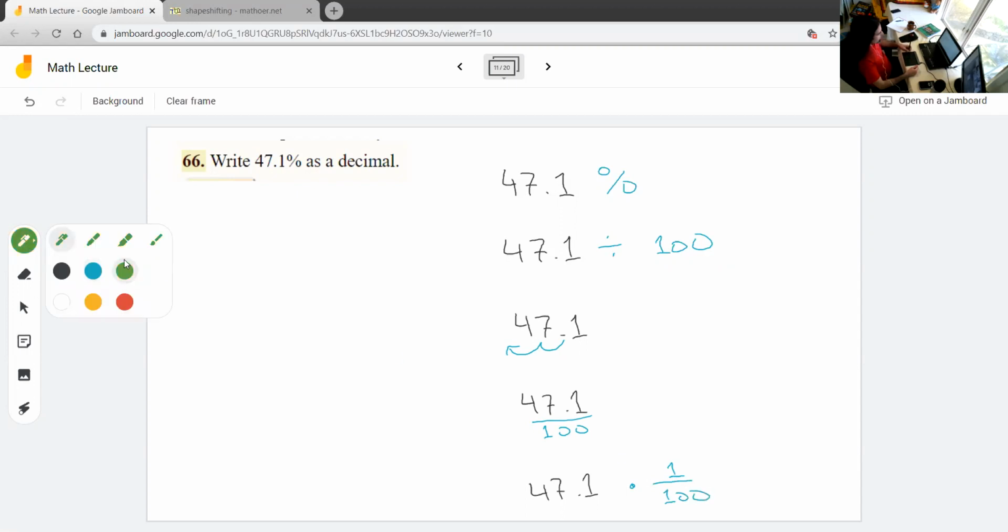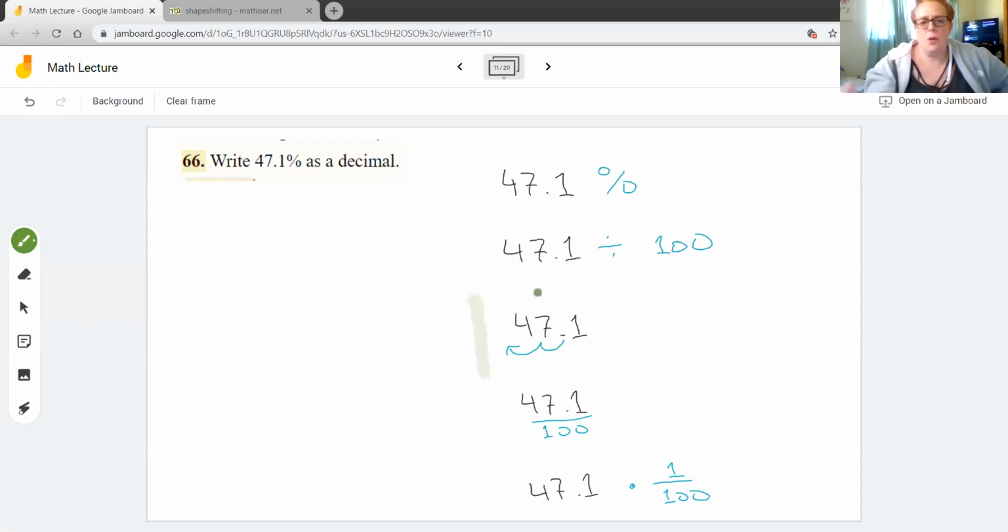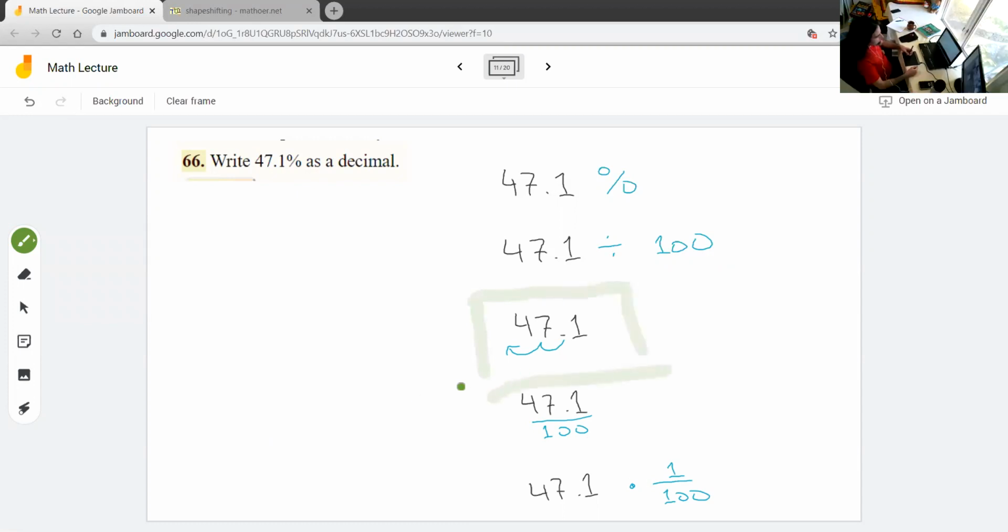Which one of these do I like? The decimal scoot. Yeah, scooting the decimal twice is much quicker than any of the other options. So when I want to go from percent format to decimal format, I'm just going to scoot the decimal twice to the left. That's my lazy answer.